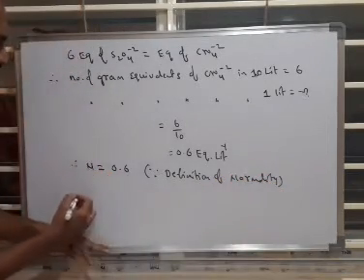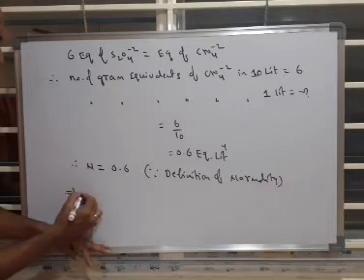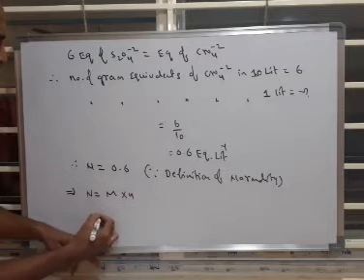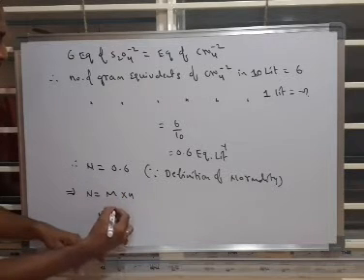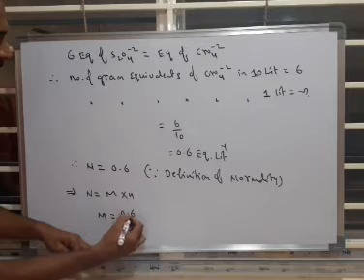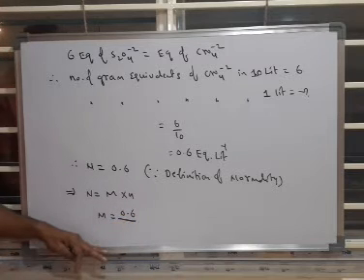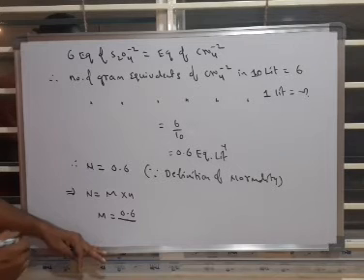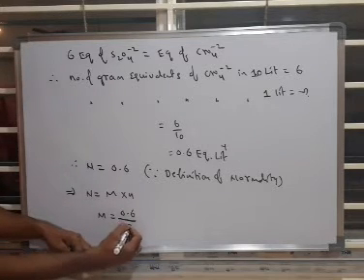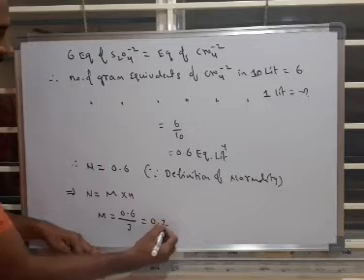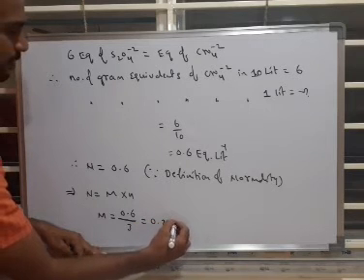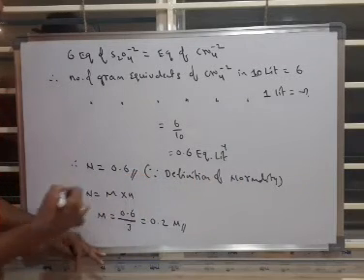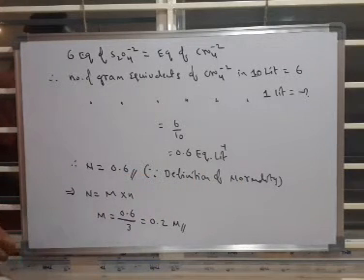So normality is 0.6. What about molarity? What is the relation between normality and molarity? Normality is equal to molarity into n factor. So molarity is normality by n factor. What is the n factor for this compound we are adding, CrO4 minus 2? The n factor is equal to 3. So this is 0.2 molarity. Molarity 0.2, so normality is 0.6.